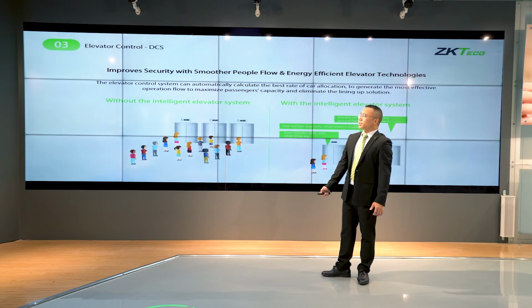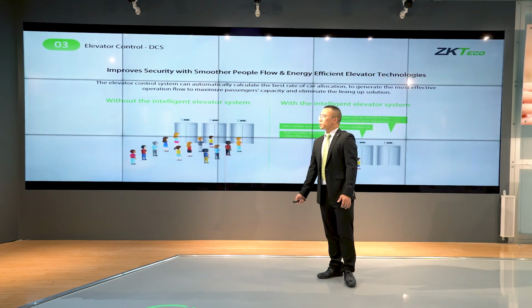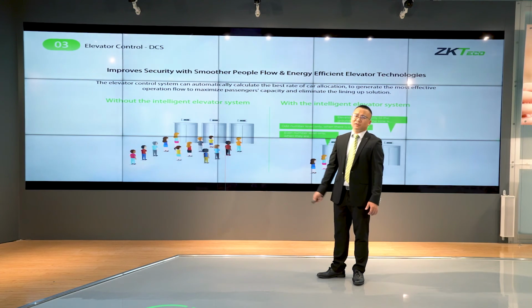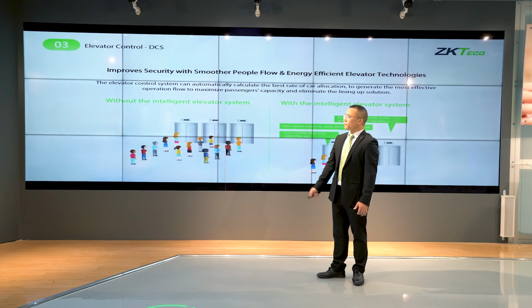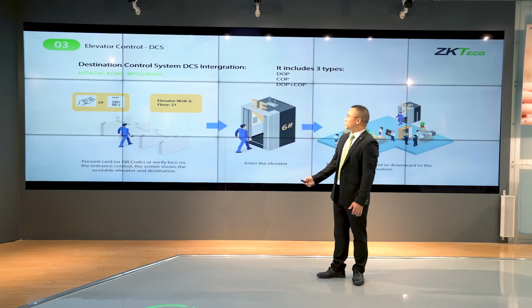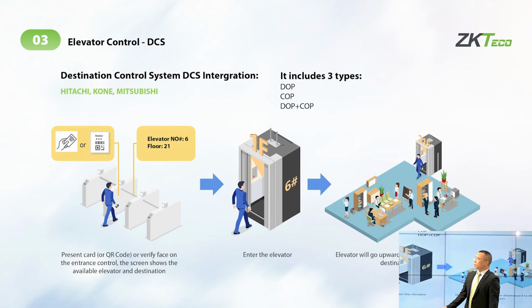Okay, another interesting highlight function is what we call the DCS for elevator control management. From the diagram, we can see every morning there are some people just waiting for the elevator. So the efficiency is very low. So we provide this DCS solution. We provide three types. Firstly, the DOP, second the COP, and the DOP mixed with COP.